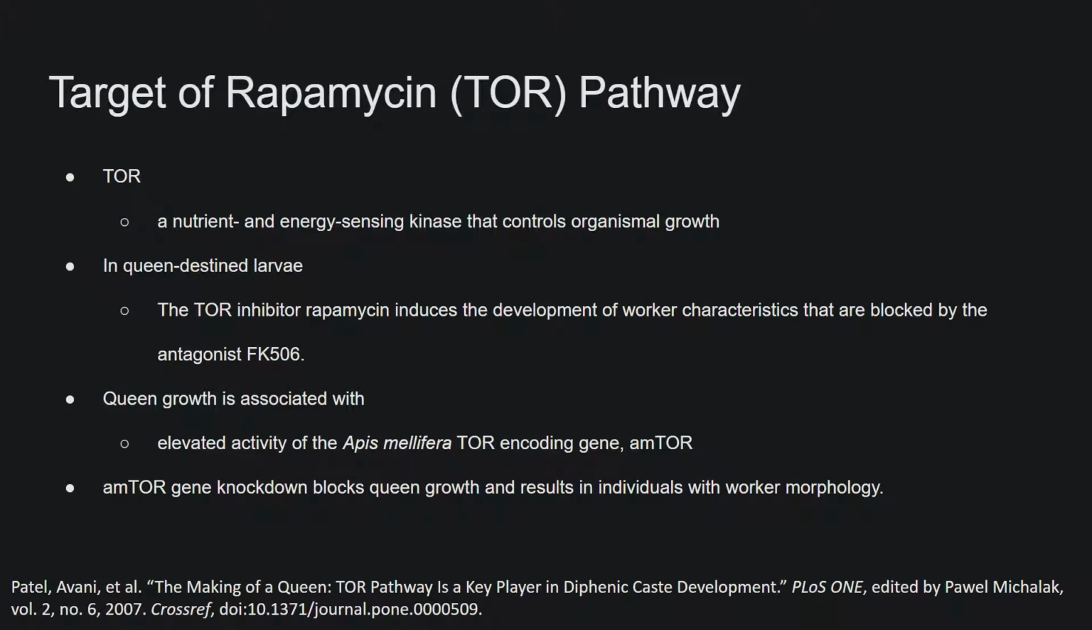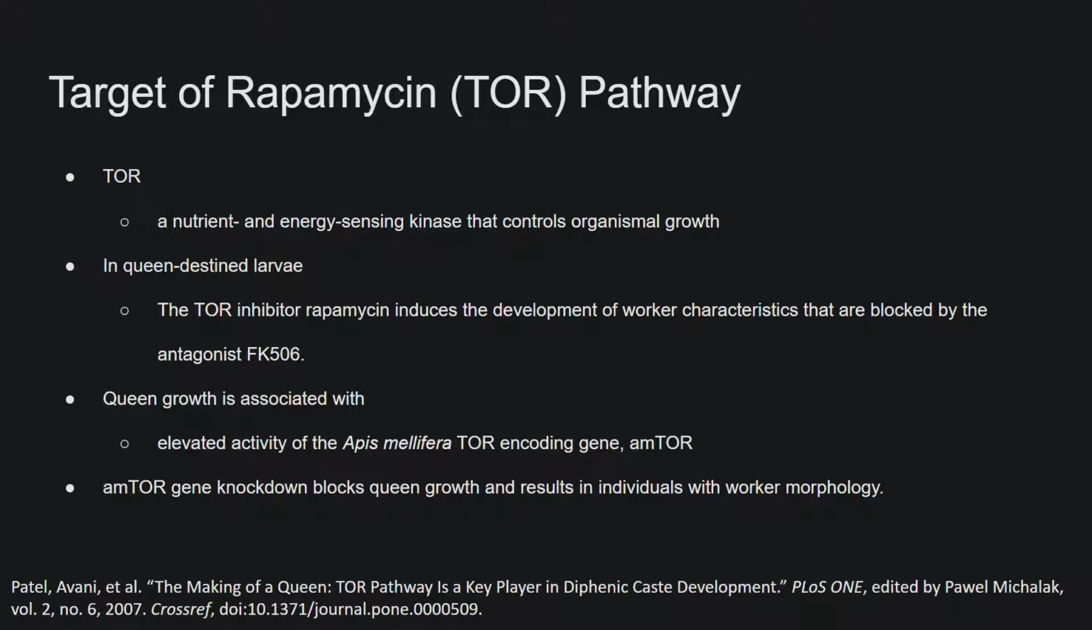TOR is a nutrient and energy-sensing kinase that controls organismal growth. A kinase is part of inhibiting the molecule of interest. In queen-destined larvae, the TOR inhibitor rapamycin induces the development of worker characteristics that are blocked by the antagonist FK506.